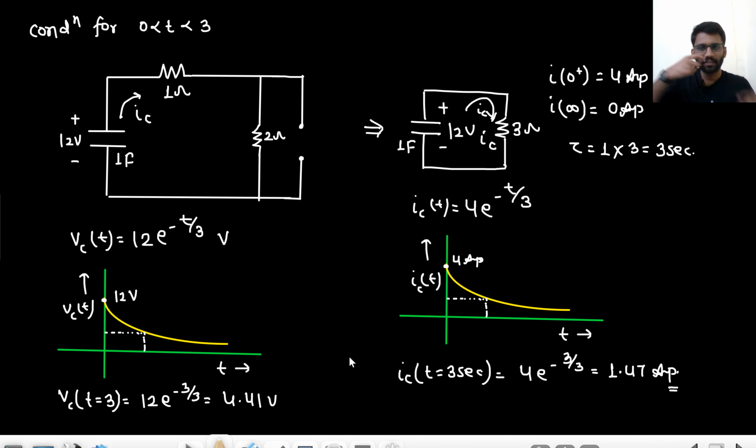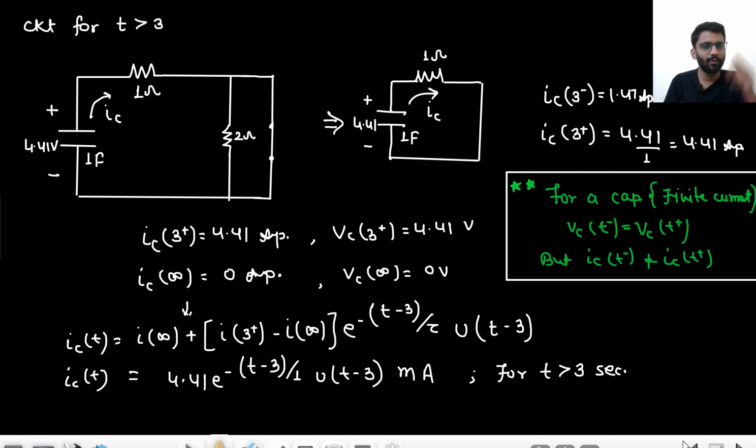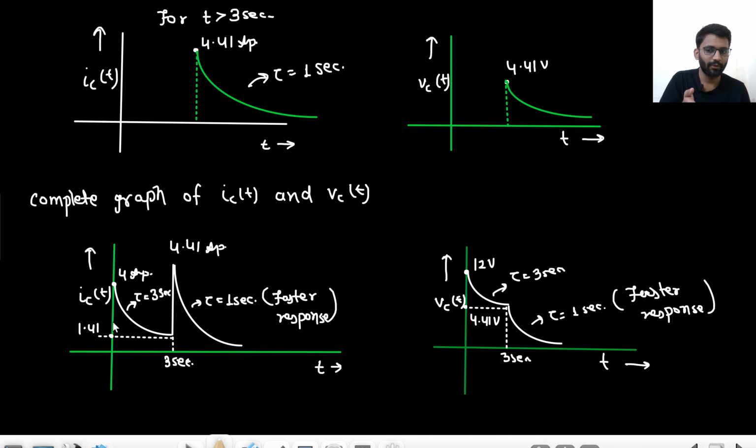What is happening in the circuit? First, the resistance was 3 ohm, so the total current was 4 ampere, decaying down. But suddenly the switch was closed, so the total resistance becomes 1 ohm. The current rises up to 4.41 ampere, because the capacitor holds its voltage of 4.41 volt, so the current is 4.41 by 1, that is 4.41 ampere. Then the voltage goes down from 4.41 to 0, and the current also goes down from 4.41 to 0 ampere. So the current goes from 4 to 1.41 ampere, suddenly rises to 4.41, then goes down. The voltage goes from 12 to 4.41, then down to 0, but the speed changes. First the time constant was 3 seconds, and now tau equals 1 second, which means the time constant is low, so the response is faster.